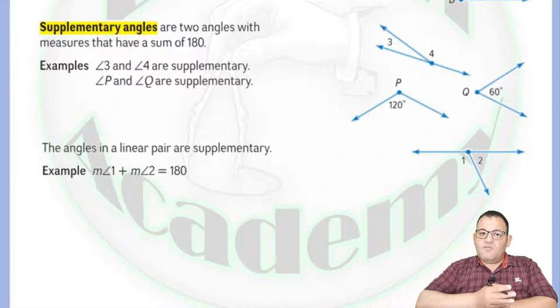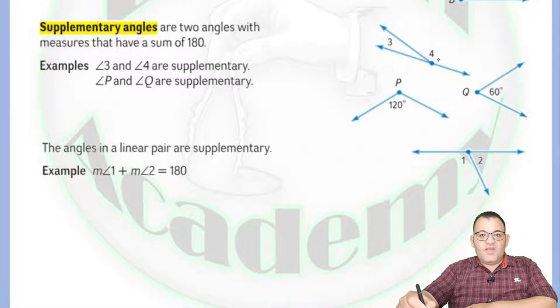Complementary angles are two angles whose measures sum to 90 degrees. But for supplementary angles, if you find their sum, you will find that it equals 180. You can see that in angle 3 and angle 4. If you add them, the sum equals 180 because they are a linear pair. So we can say that angle 3 and angle 4 are supplementary angles.